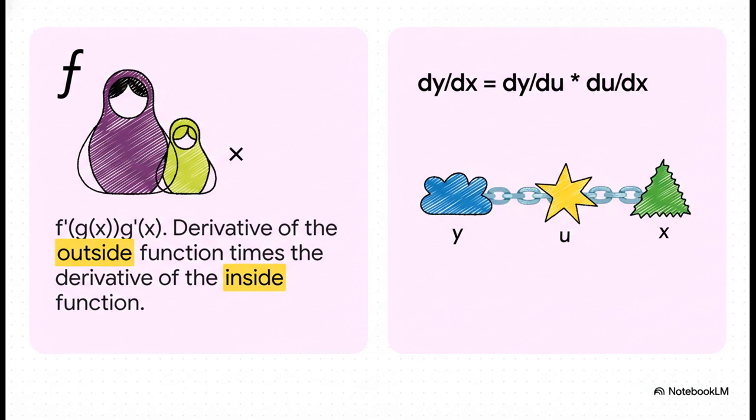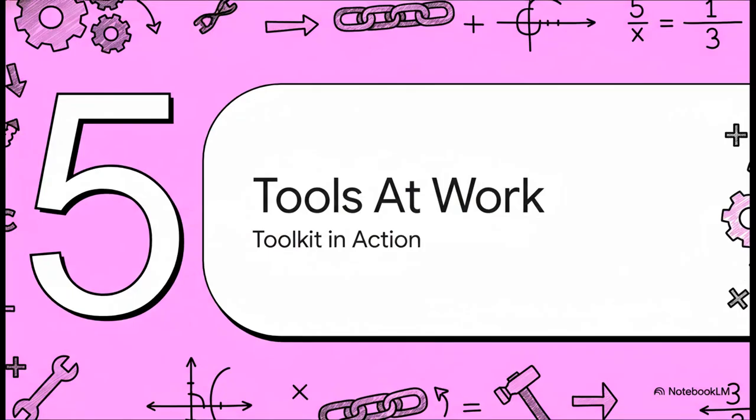So if you have something like the sine of x squared, the sine is the outside doll, and the x squared is the inside one. The chain rule just gives us the system to unpack it all correctly. It's how we handle complexity. Okay, our toolkit is officially built. We've got rules for pretty much everything. Constants, powers, adding, multiplying, dividing, and even those tricky nested functions.